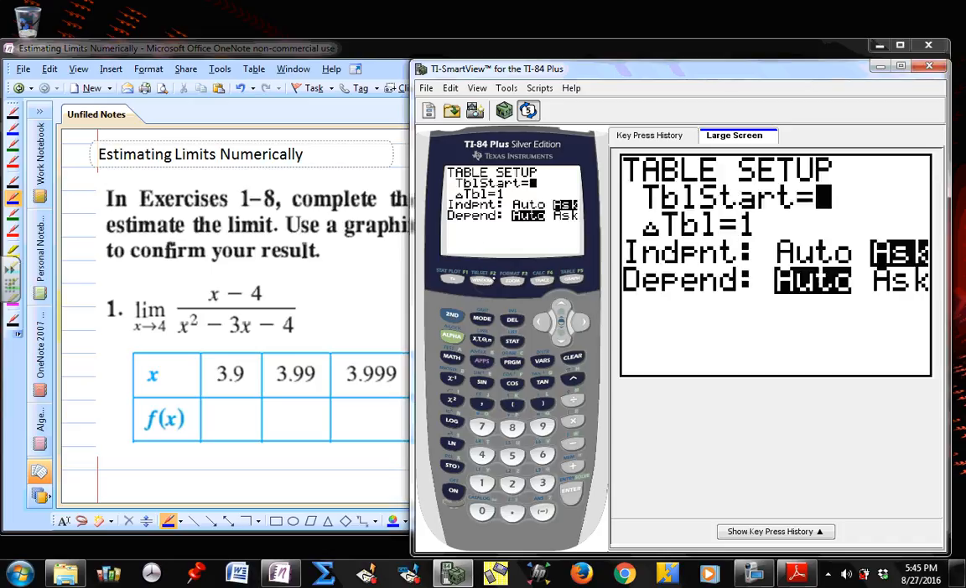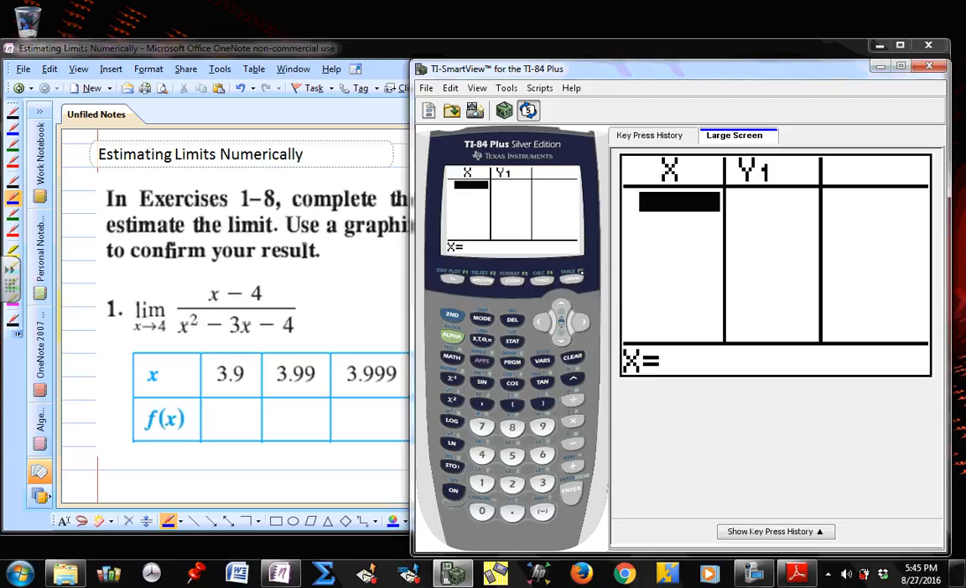We'll press second window, and scroll down to this line where it says independent, and put the cursor on the word ask and press enter. Now we're ready to type in the values that we want to use. And we can get started by pressing second graph.